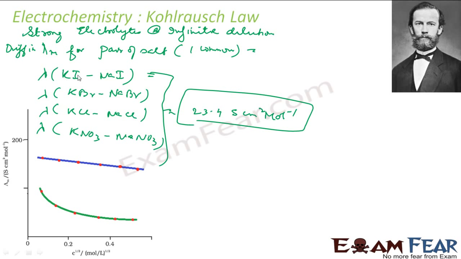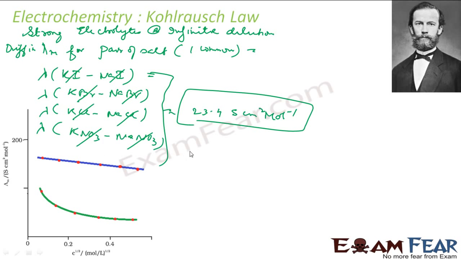What you observed is, if you remove I, you get K minus Na. You remove Br, because I'm subtracting, you get K minus Na. You remove Cl, you get K minus Na. NO3 removed, we get K minus Na. So with that, he concluded that at infinite dilution, the cations and anions contribute independently to the molar conductivities.